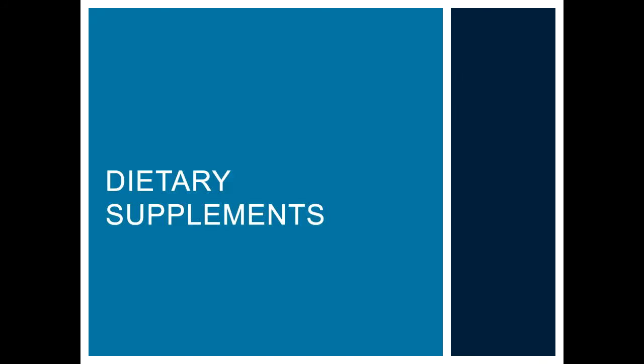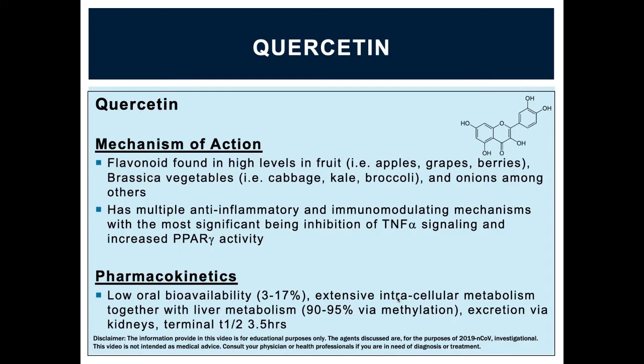Now let's move on to dietary supplements. There are a number of dietary supplements that are being discussed and evaluated. The one that I would like to focus on here is quercetin. Quercetin is a flavonoid found in high levels in fruit, such as apples, grapes, and berries, brassica vegetables such as cabbage, kale, and broccoli, onions, and many others.